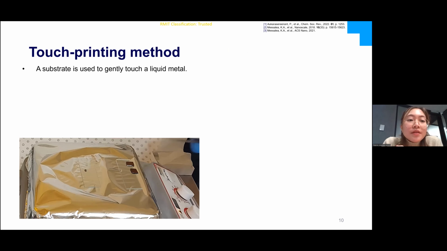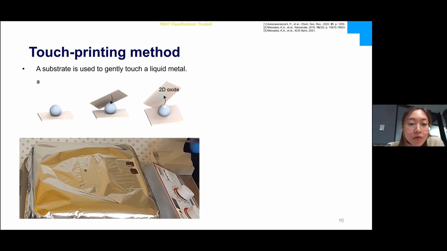So the first one I want to talk about is the touch printing method. This one is very simple. All you need is just a substrate that you put the liquid metal on top of, and then you need another substrate to just gently touch the liquid metal. So this is how it looks.